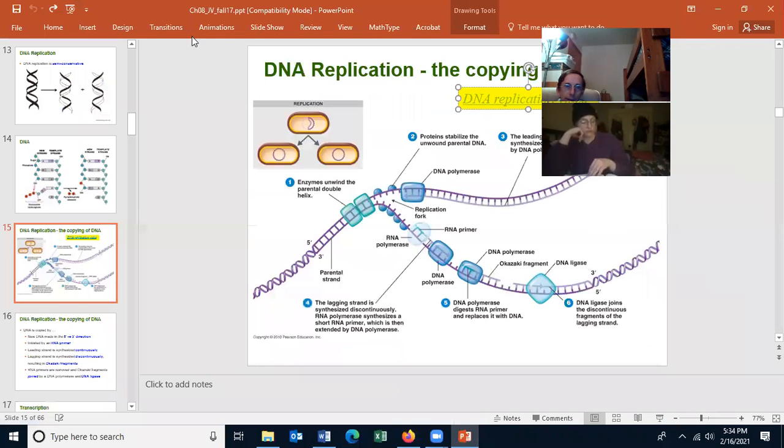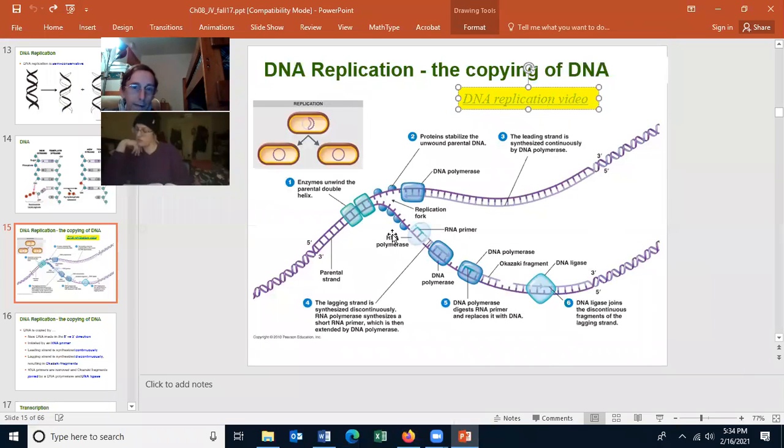There are 3 enzymes you need to know. The helicase splits the DNA and opens it up, separating the 2 strands of DNA. The DNA polymerase adds on the new nucleotides to the growing strand, the new strand of DNA, and the other strand is used as a template for the DNA polymerase. And then the 3rd enzyme you should know is DNA ligase.